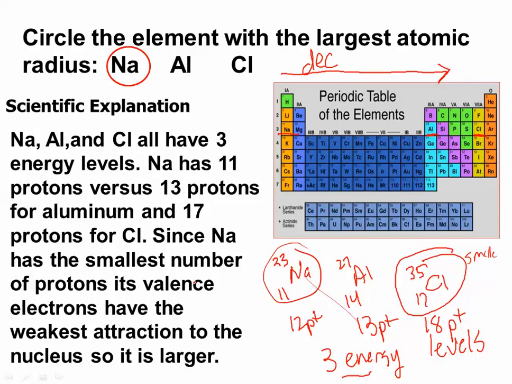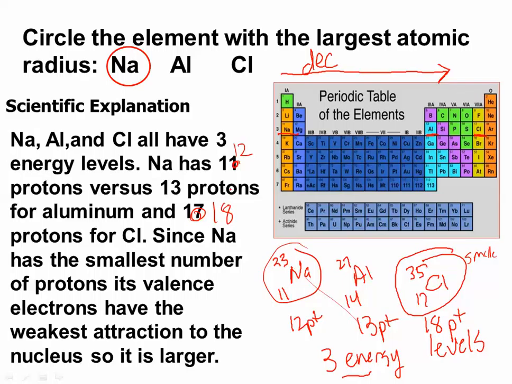So sodium, aluminum, chlorine all have 3 energy levels. But, if you look here, I made another mistake. I'm just full of mistakes. Sodium has 12 protons versus 13 protons for aluminum and 17 protons. 17? I'm fired.